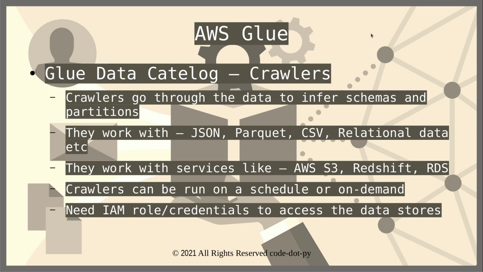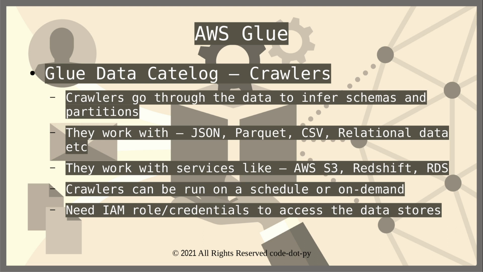Getting into more depth with crawlers: they go through the data within the locations that we specify, for example S3, and infer the schema and partitions. Glue crawlers can work with JSON data, Parquet files, CSV format data, and other relationally structured data as well. They work really well with AWS S3, Redshift, and RDS. Crawlers can be scheduled to run, or they can be run ad hoc, on demand.